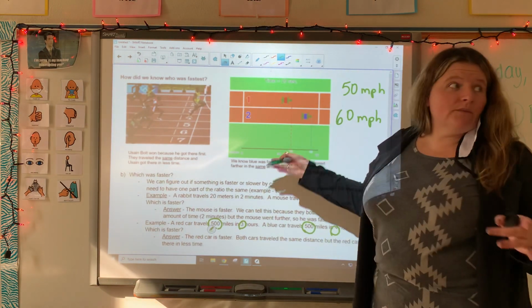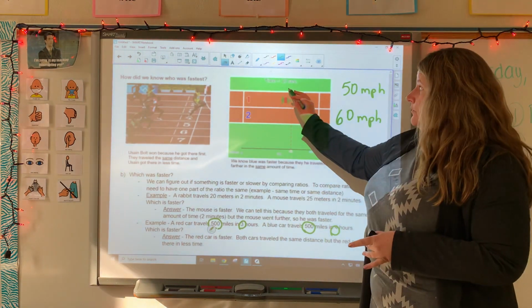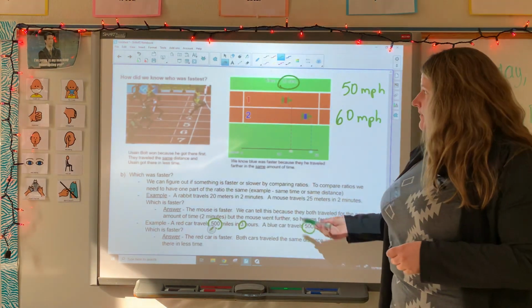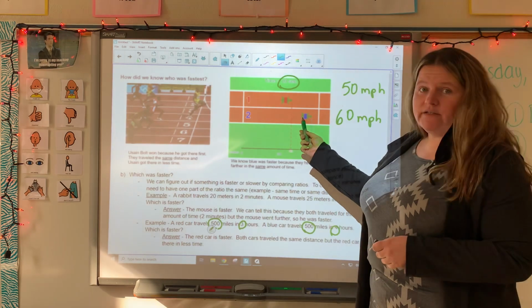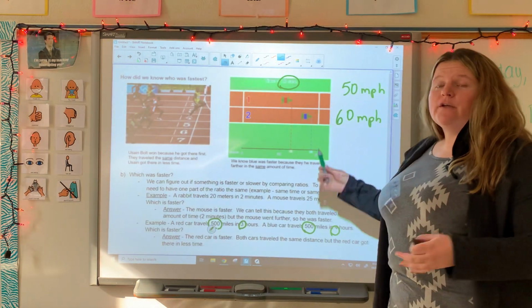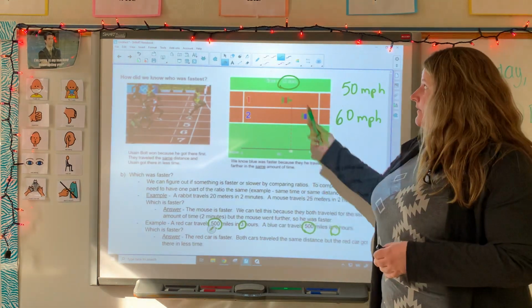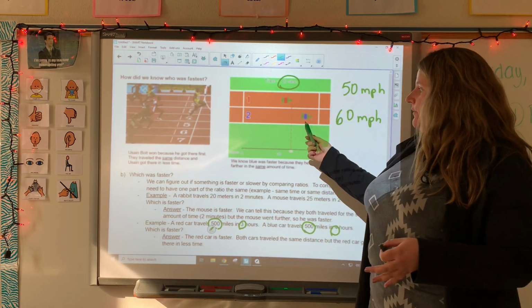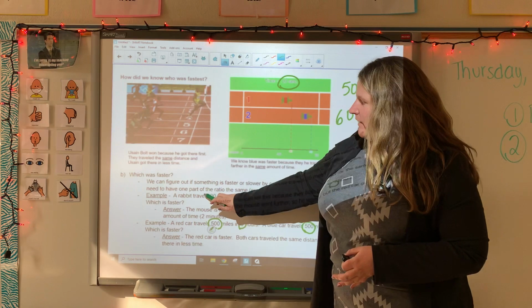Now, the first one we did was these turtles, and the turtles traveled for the same amount of time. They both traveled for 10 seconds. We can see the blue one is faster because it got further. So we've got to think opposite here. It's the same amount of time, but it's going further, and that's like my first example.